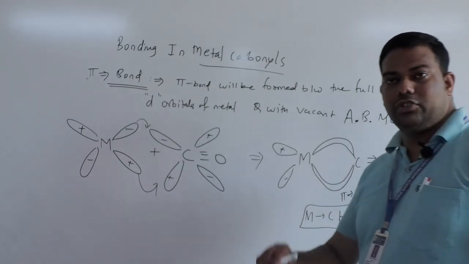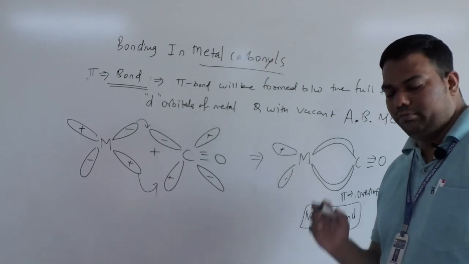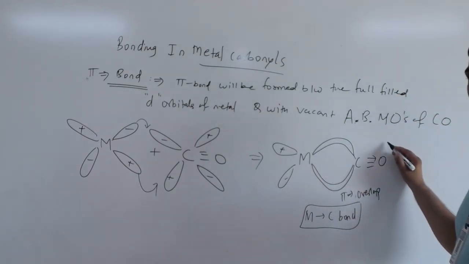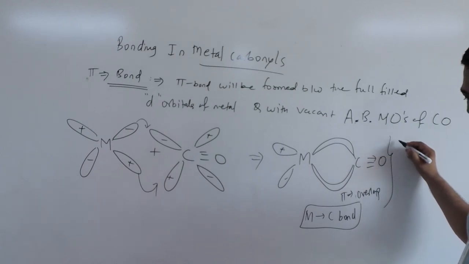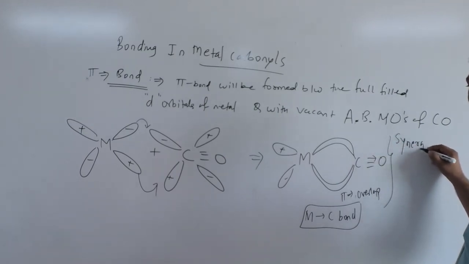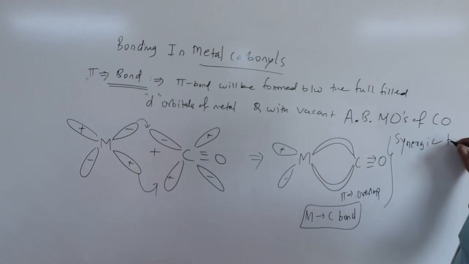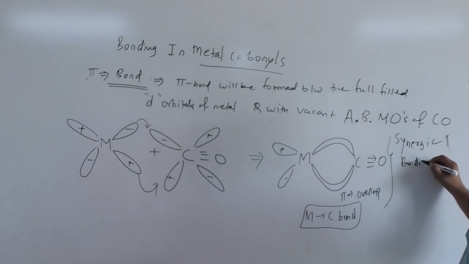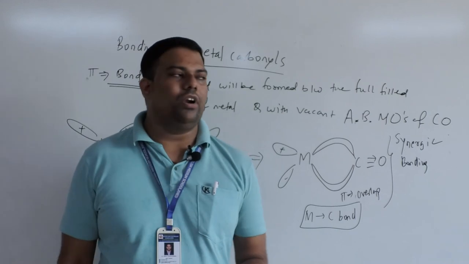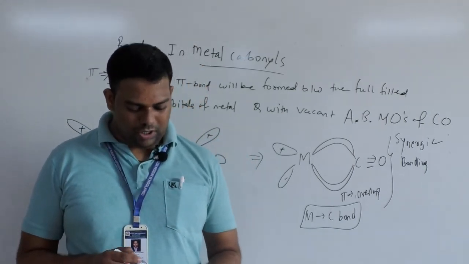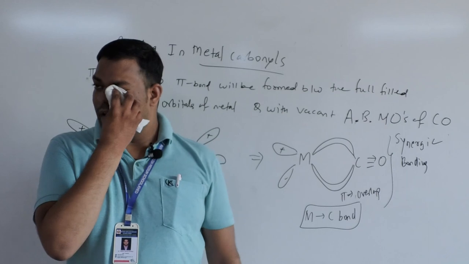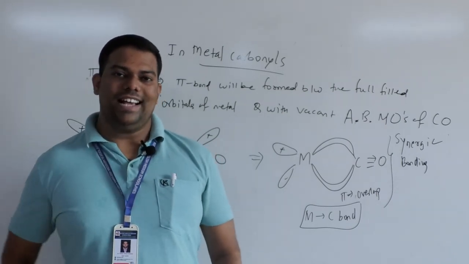And this bond is the metal-carbon bond. Whatever we saw first, from carbon to metal, is sigma bonding. Here we have one special type of bonding, which we call synergic bonding. I hope you understood. This synergic bonding enhances the character of both sigma and pi bonds.